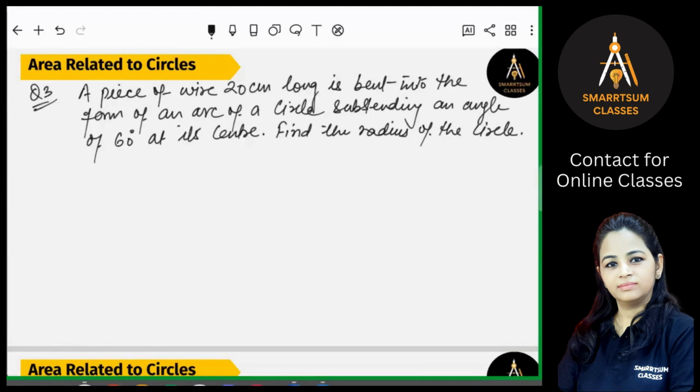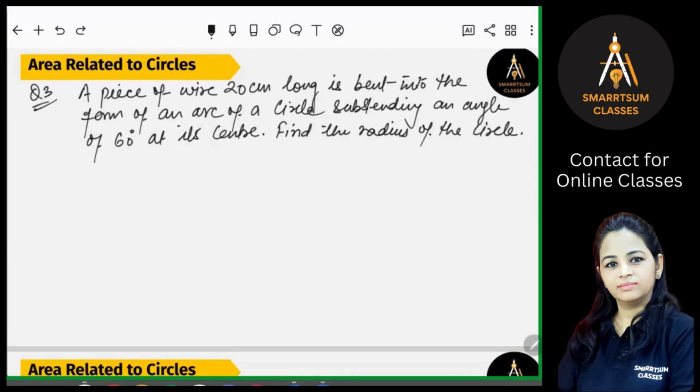Now look at this question. Question number 3. A piece of wire 20 centimeter long is bent into a form of an arc of a circle, subtending an angle of 60 degree at its center. Find the radius of the circle. So what is given here, that there is a wire of 20 centimeter long and it is bent in the form of an arc.